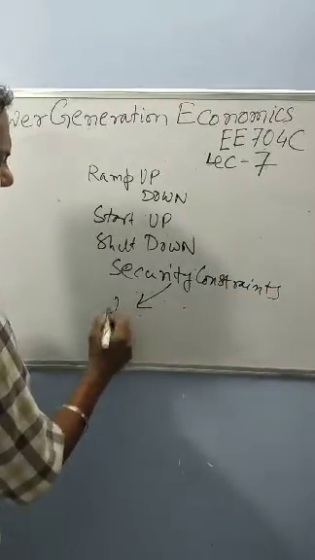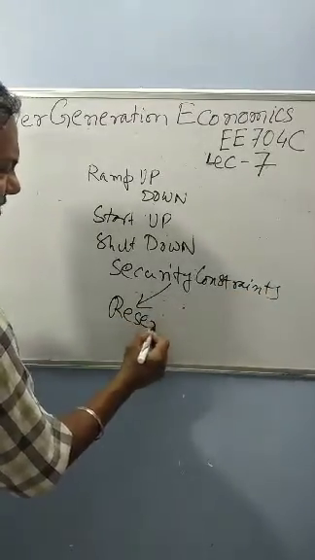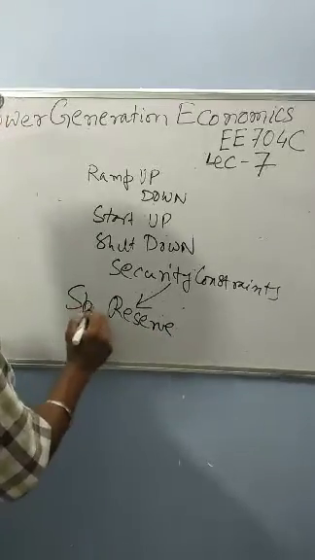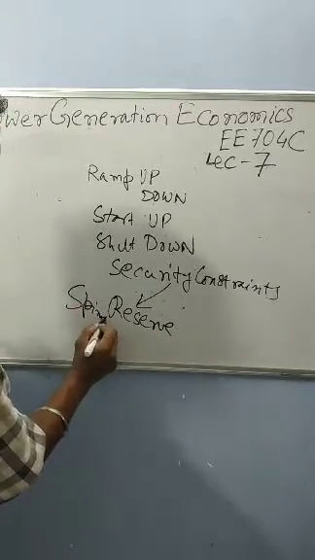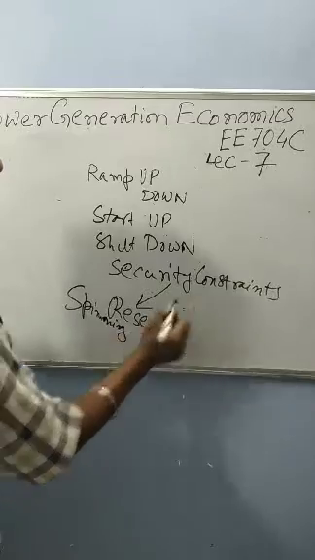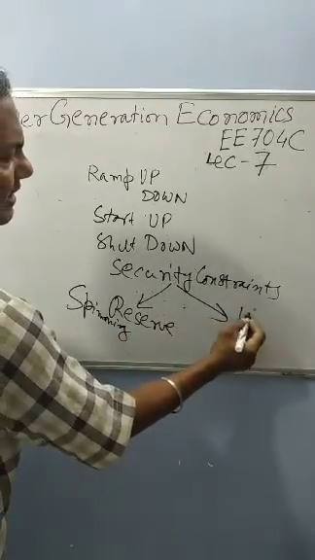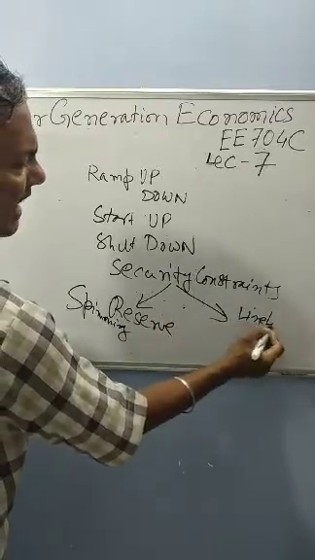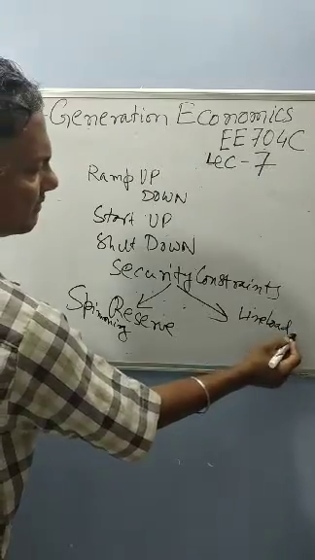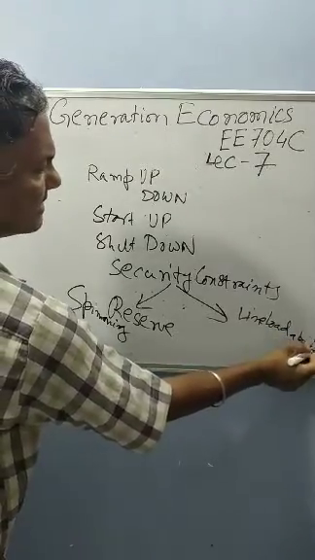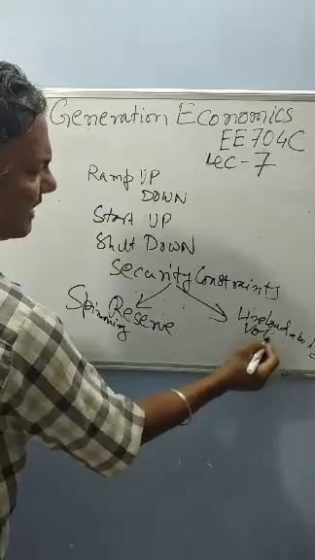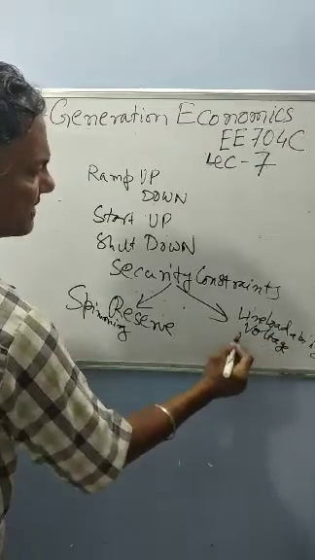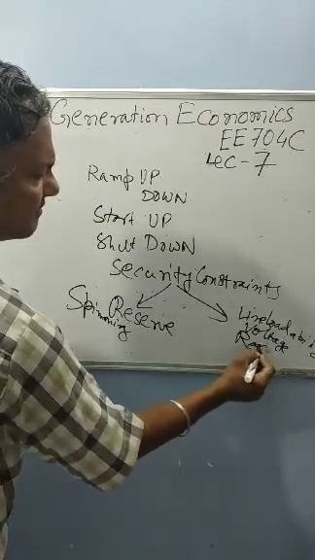One is your reserve constraints, that comes under spinning reserve constraints, and there are other constraints: line loadability, voltage constraints, reactive power constraints.